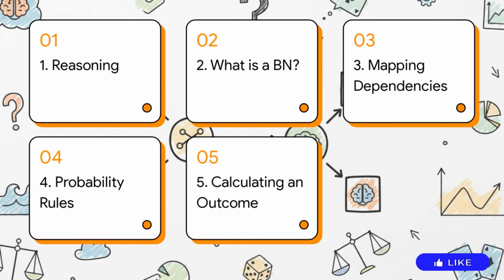So here's the game plan. We're going to tackle this in 5 simple parts. First, we'll talk about why we even need to reason with uncertainty. Then, we'll define what a Bayesian network actually is. After that, we'll build one with a super simple example, lay down some rules with probability, and finally, we'll use it to calculate a real outcome. Trust me, by the end of this, it's all going to click.